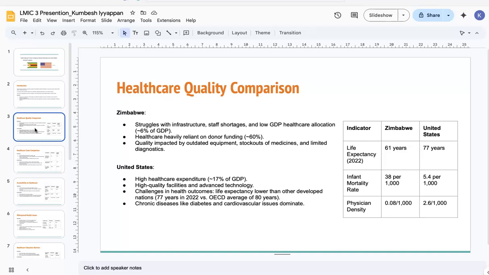I mentioned a few indicators in the table, but one to highlight is the physician density. Zimbabwe has a physician density of 0.08 per thousand, whereas it's 2.6 per thousand for the US. It just shows that there's a huge scarcity of medical professionals in Zimbabwe, which adds a lot of stress and burden to the healthcare system.